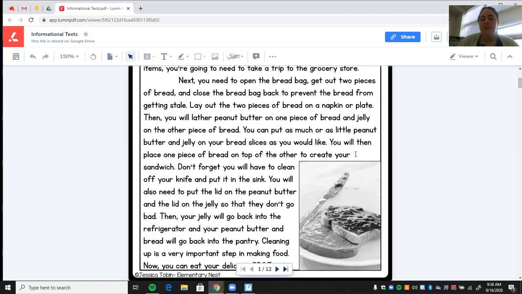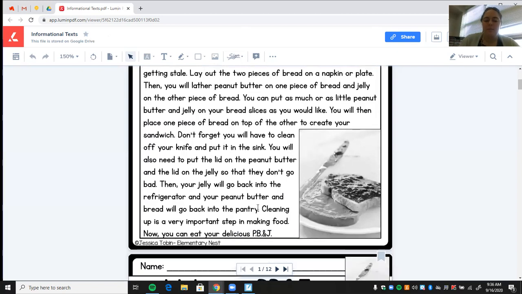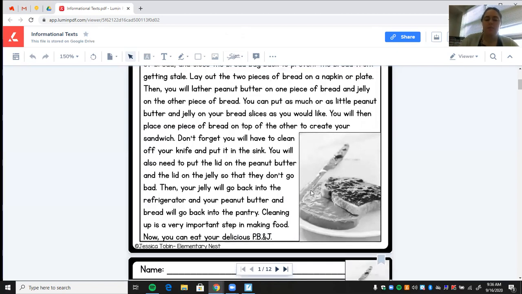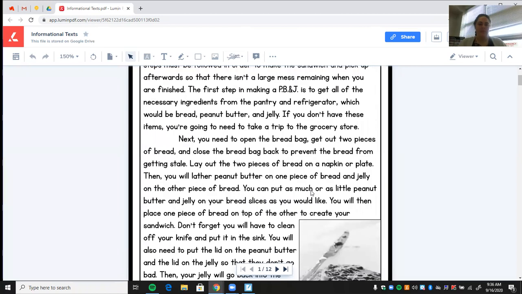You will also need to put the lid on the peanut butter and the lid on the jelly so that they don't go bad. Then your jelly will go back to the refrigerator and your peanut butter and bread will go back into the pantry. Cleaning up is a very important step in making food. Now you can eat your delicious PB&J.